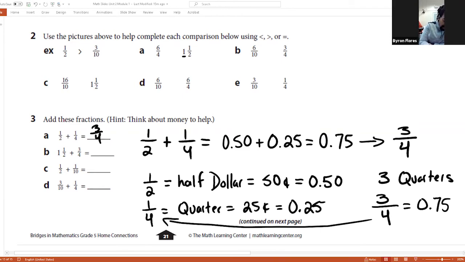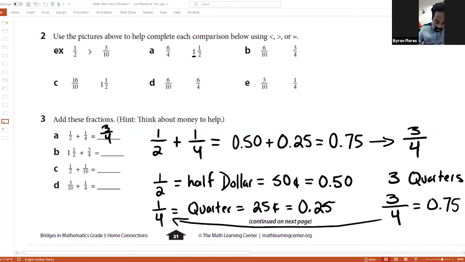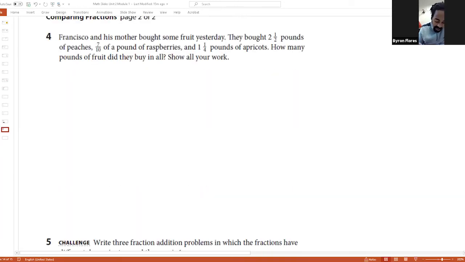Now for part 4, the question is asking us, Francisco and his mother bought some fruit yesterday. They bought 2.5 pounds of peaches, 7/10 pounds of raspberries, and 1 1/4 pounds of apricots. How many pounds of fruit did they buy in all? Show all your work. So we have 3 measurements. We have 2 1/2, 7/10, and then 1 1/4. Now what's going to help me in this situation is converting these fractions into decimals.